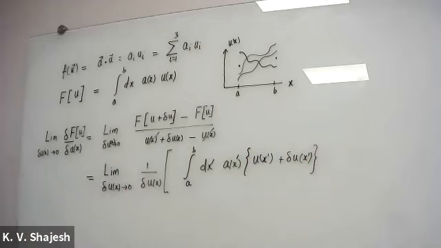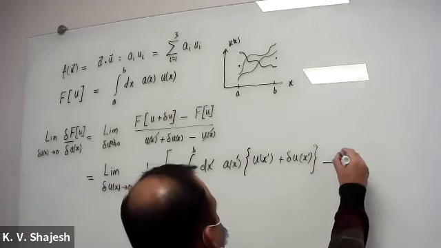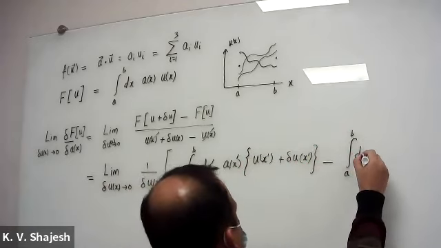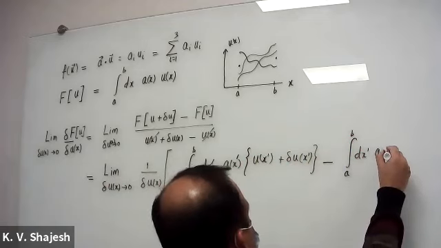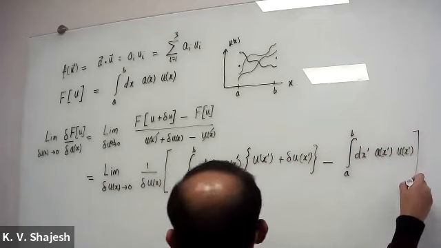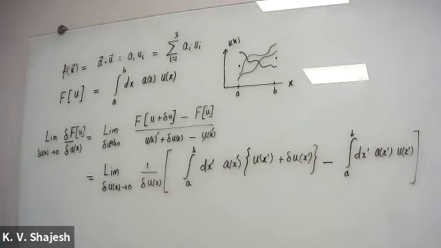Minus, am I still within the board? Yes. And minus of the original, so this is integral a to b dx prime, a of x prime, u of x prime. Any questions at this stage?